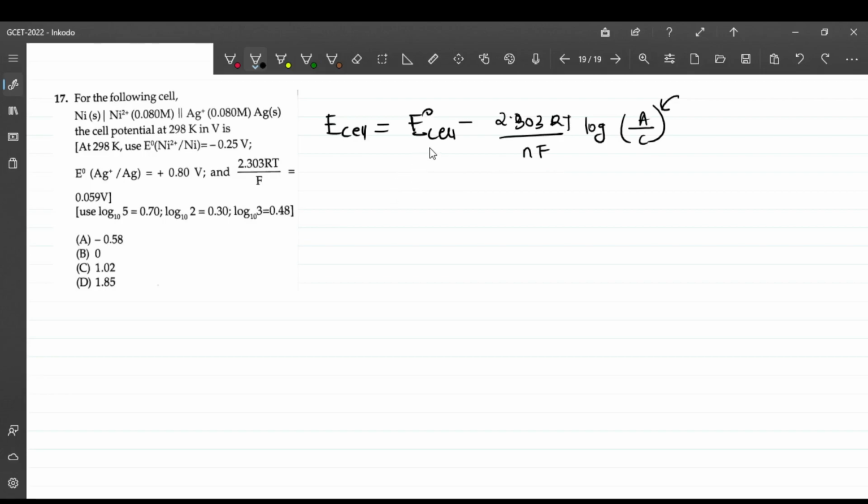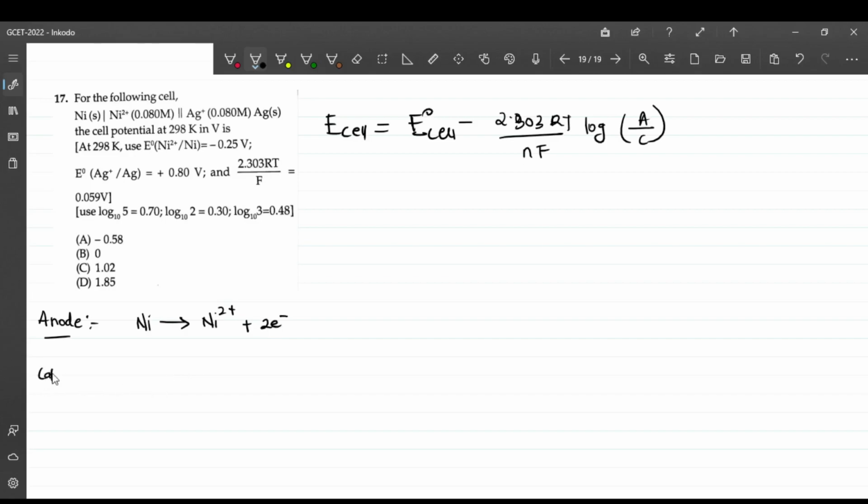So E naught cell will be very easy to identify from this. We'll write the overall cell reaction. The reaction taking place at the anode is oxidation. So what is getting oxidized over here? Nickel is getting oxidized to nickel 2 plus, so 2 electrons are released.